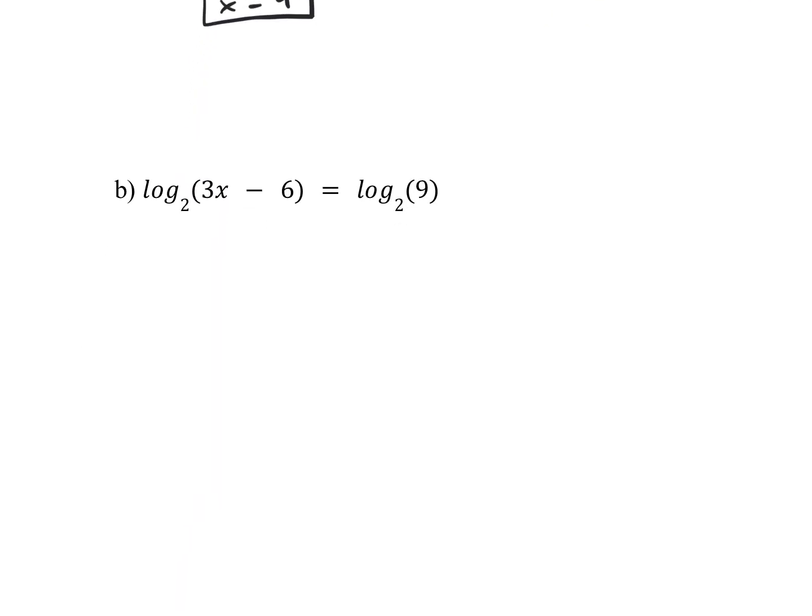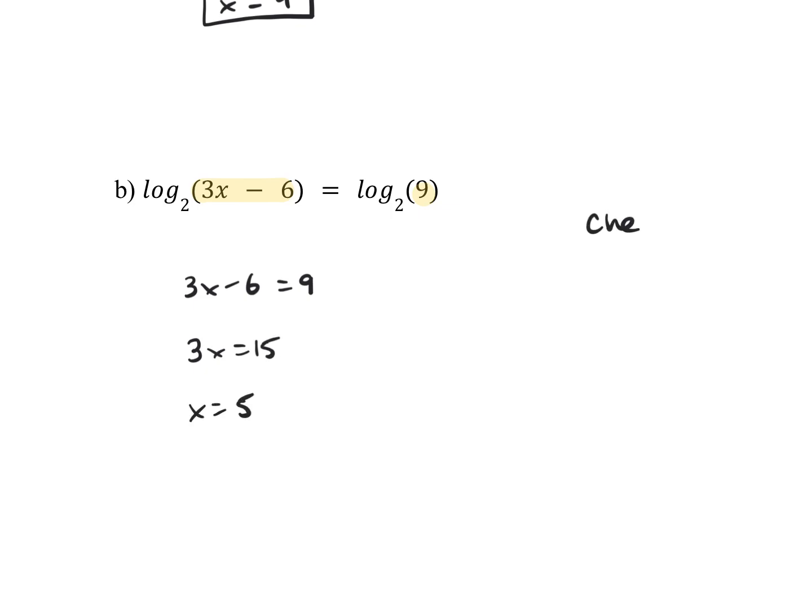All right, let's look at this next one. Log base 2 of 3x minus 6 equals log base 2 of 9. Again, logarithm equal to logarithm, base is equal to the base. So the insides should be equal to each other. So again, just say 3x minus 6 equals 9, 3x equals 15, x equals 5.